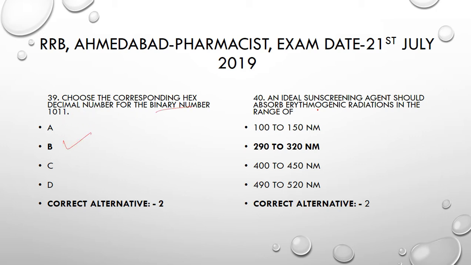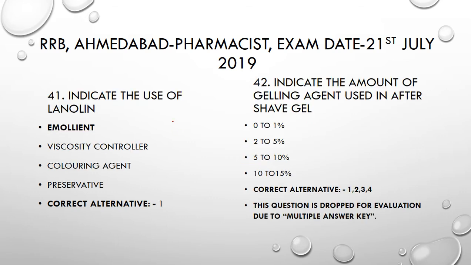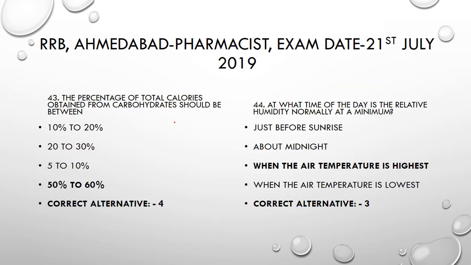Choose the corresponding hexadecimal number for the binary number 1011, that is B. An ideal sunscreening agent should absorb erythemogenic radiation in the range of 290 to 320 nanometer. Indicate the use of lanolin, that is emollient. Indicate the amount of gelling agent used in after-shave lotions, that is 0 to 15, all covered. The percentage of total calories obtained from carbohydrates should be between 50 to 60%. At what time of the day is the relative humidity normally at a minimum? When the air temperature is highest.